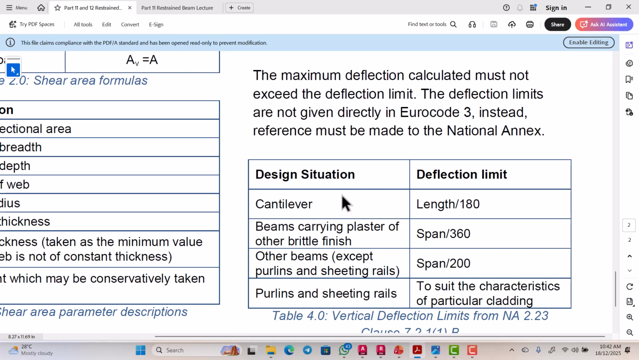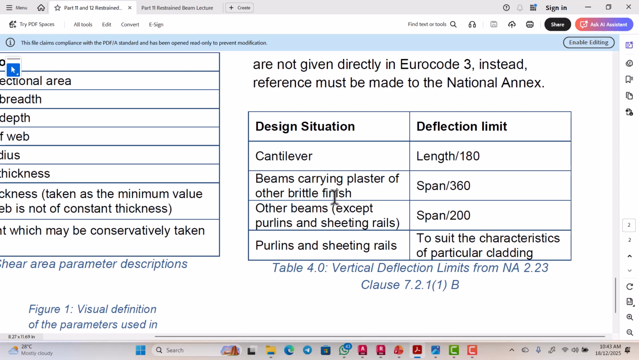Now, what is a national annex? National annexes are nationally agreed principles or design information that is suitable to a particular location or a particular country. So in the UK, they have their national annex, those nationally determined parameters that they use in doing their design. In every country, it is expected that they should have their own nationally determined parameters that they use in doing their design. So, design situation and deflection limit.